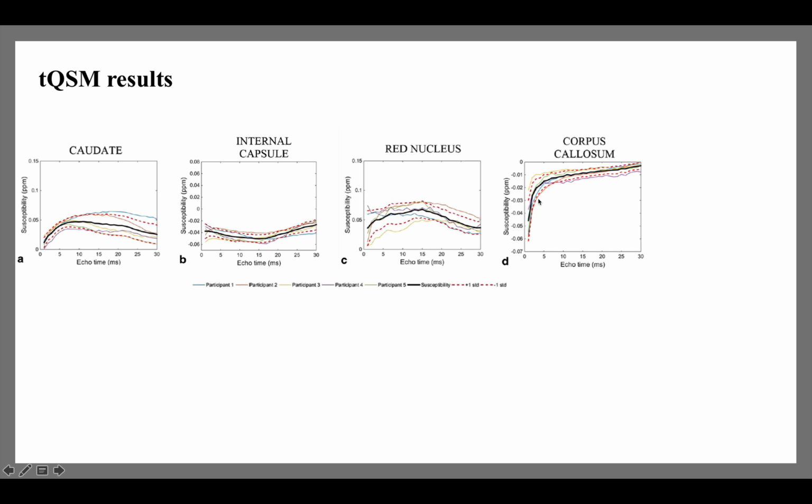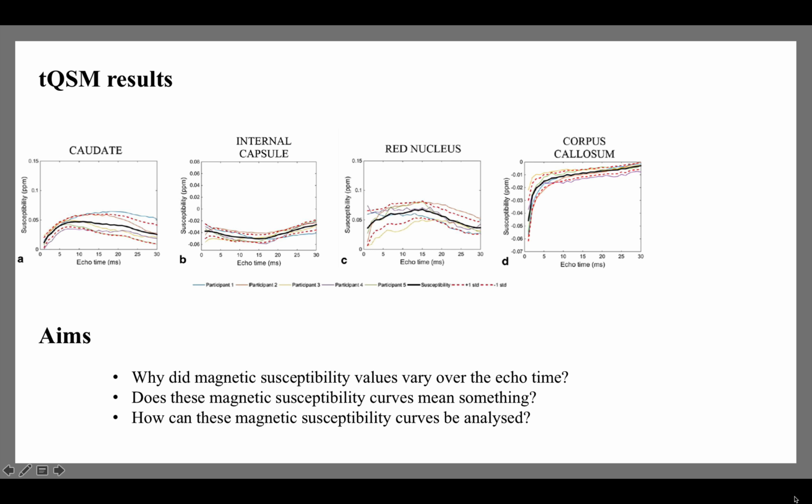The thin solid line represents individual participant data. The thick solid line represents the mean value computed at each echo time from 5 participant data. And dashed line represents one standard deviation either side of the mean. This study analyzes why the magnetic susceptibility values vary across echo times. Is it possible that this variance is attributed to tissue microstructure, and how can these results be interpreted?